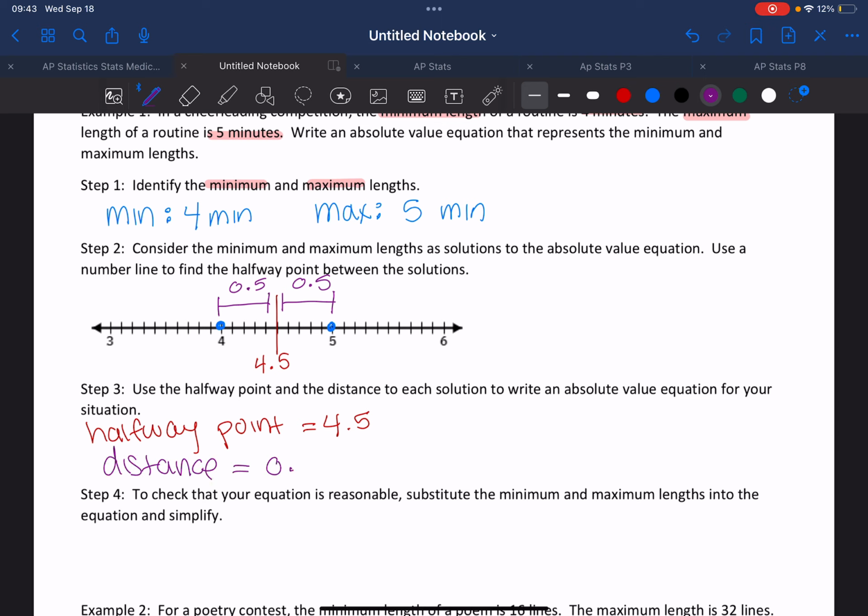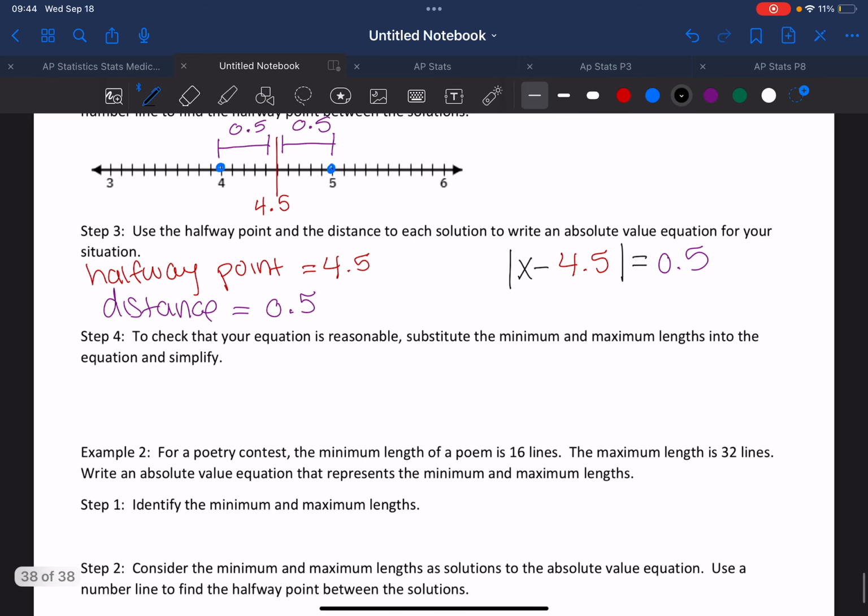is equal to 0.5. So writing this as an equation, we are going to take the absolute value of x minus our halfway point, so 4.5, absolute value equals our distance, 0.5. Before we can consider this our answer, we have to check in step 4 by substituting our minimum and maximum lengths back in.